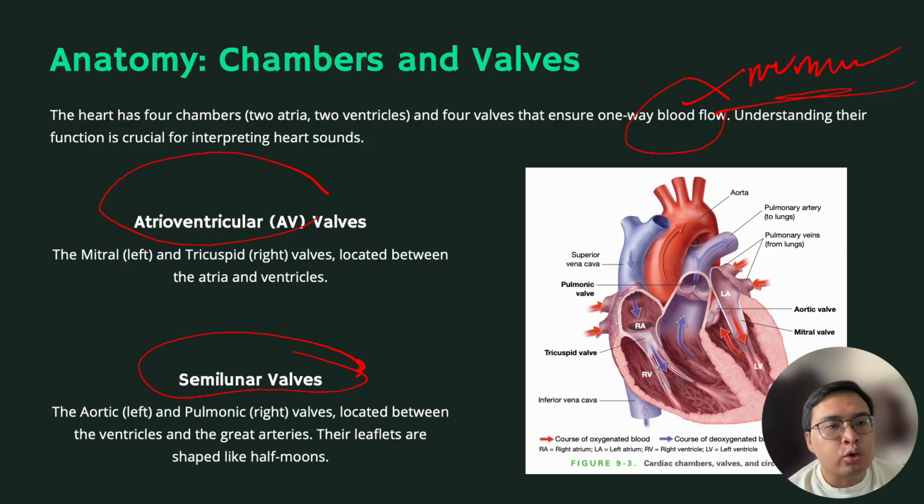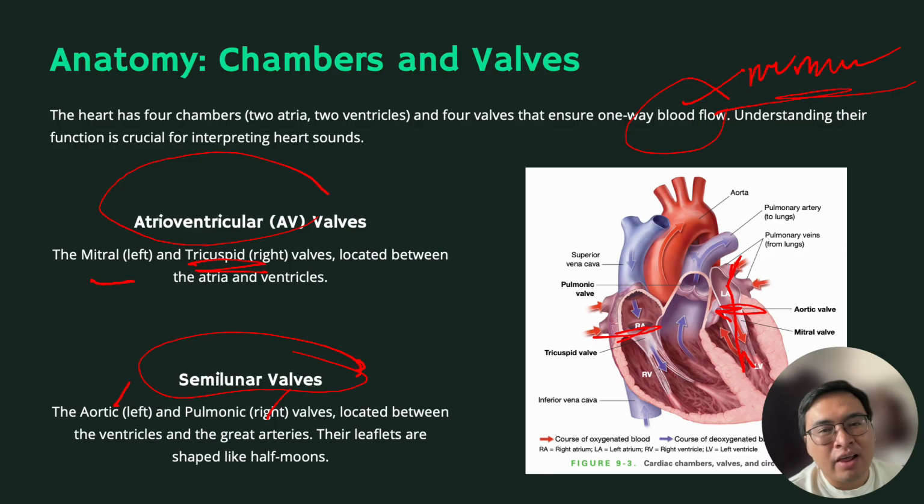Okay, so the 2 atrioventricular valves are the mitral and the tricuspid valves. So the mitral valve is located in between the left atrium and the left ventricle. That's the mitral valve. While the tricuspid valve is located in between the right atrium and the right ventricle. The semilunar valves are the aortic and pulmonic valves.